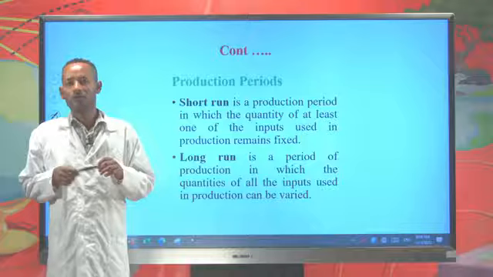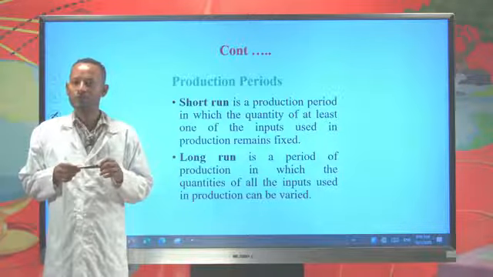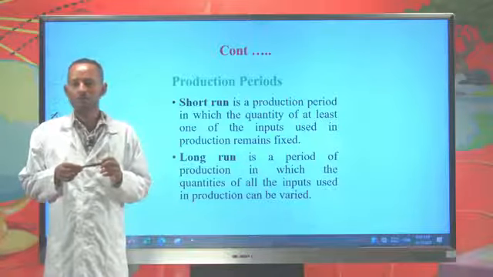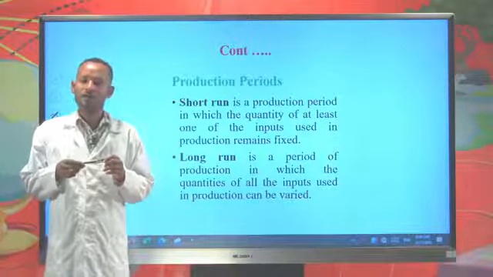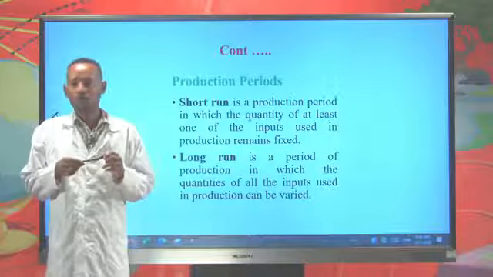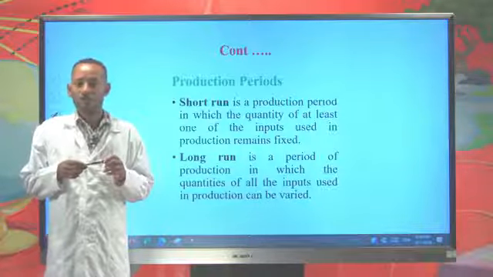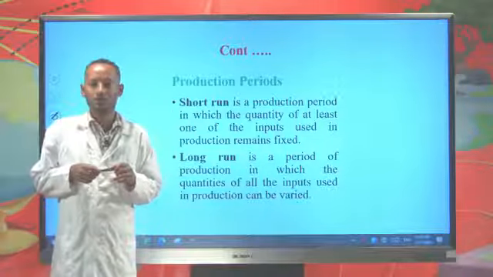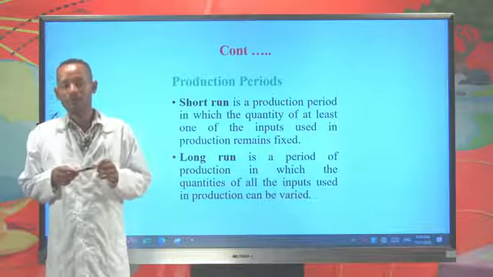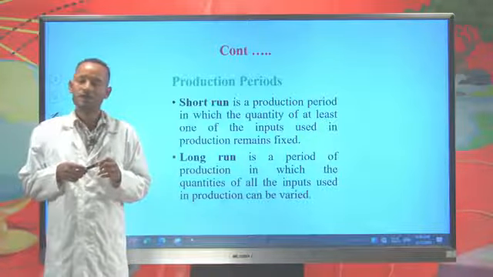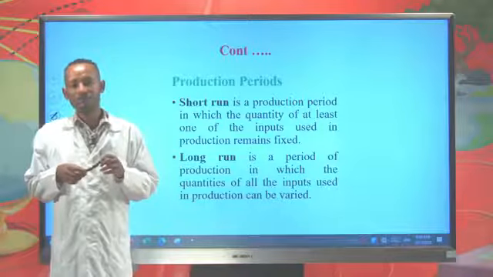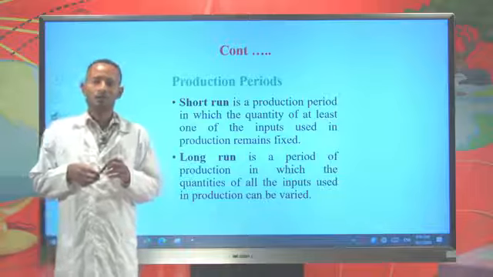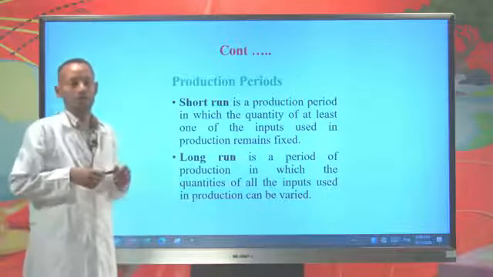Remember here, the time horizon is not used to distinguish whether the production period is short run or long run. A production that lasts for 100 years might be in the short run, or a production that lasts only for 3 months might enter into the long run. Because if all the inputs used in production are variable, then the production is said to be in the long run. But if the quantity of at least one of the inputs used remains fixed, then it is considered as short run.